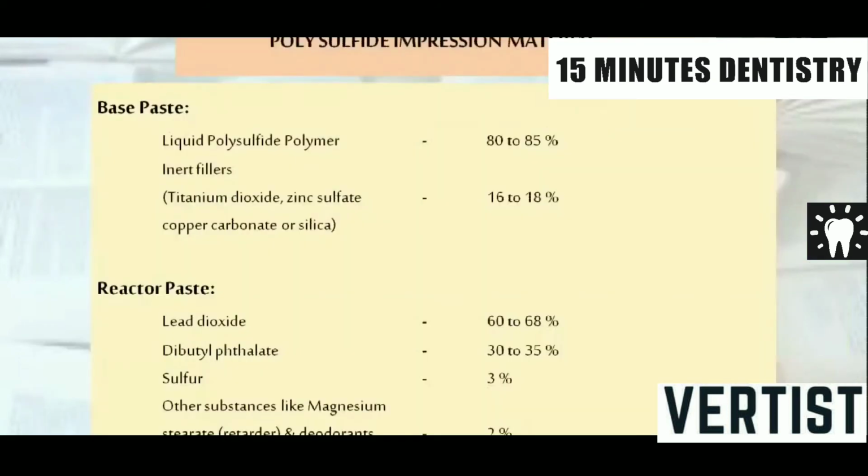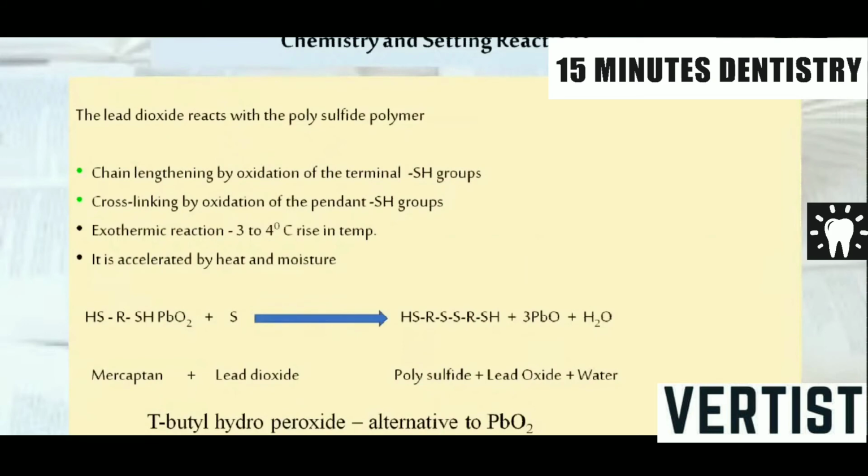We'll start with polysulfide. The polysulfide material is a liquid polysulfide polymer. It has fillers like titanium dioxide, zinc sulfate, and a reactor based on lead dioxide, and phthalate. The polysulfide polymer reacts with the lead dioxide, forming a polysulfide and lead oxide. This is a cross-linking reaction, chain linking by oxidation of terminal groups. It is an exothermic reaction.